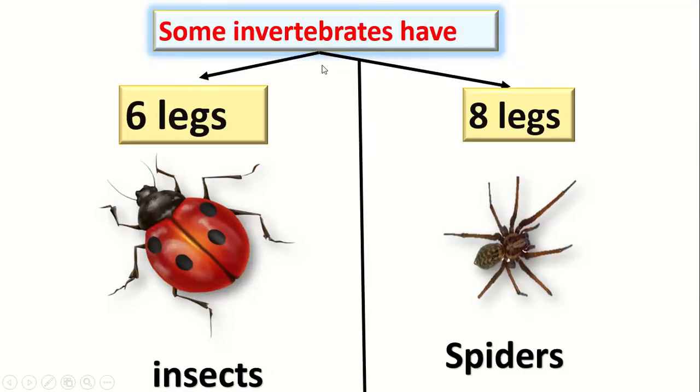Some invertebrates have 6 legs, like insects. Let's count: 1, 2, 3, 4, 5, 6. 6 legs. So insects have 6 legs. What about the spiders? The spiders have 8 legs. 1, 2, 3, 4, 5, 6, 7, 8. 8 legs. So insects have 6 legs and spiders have 8 legs.